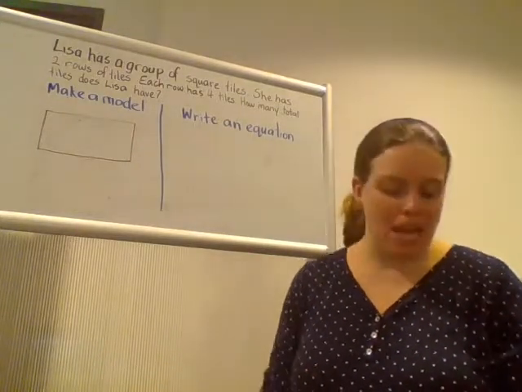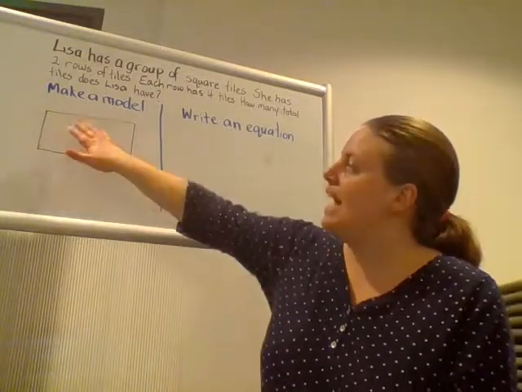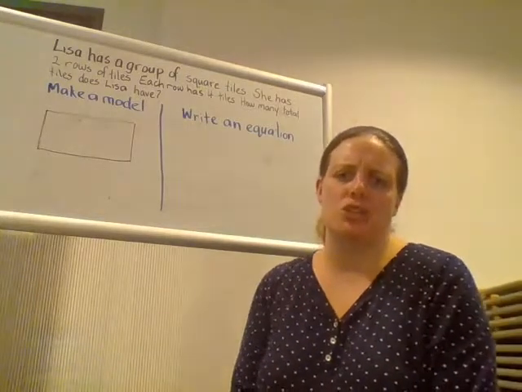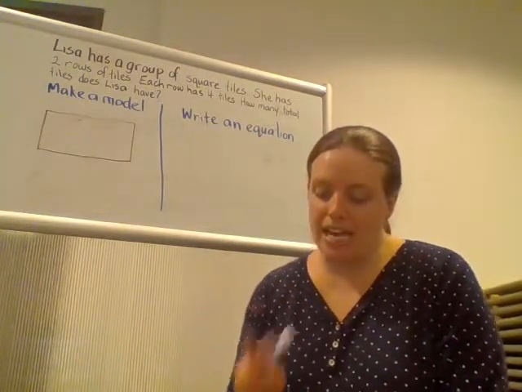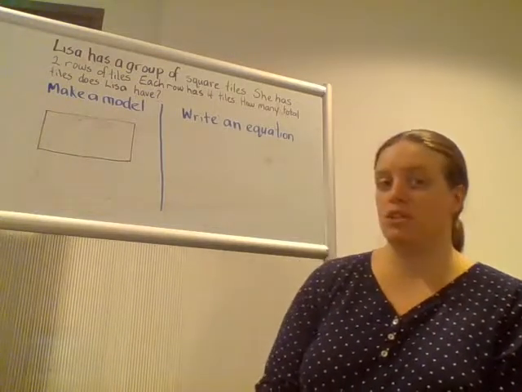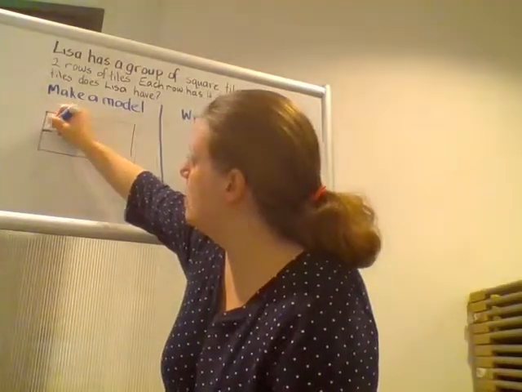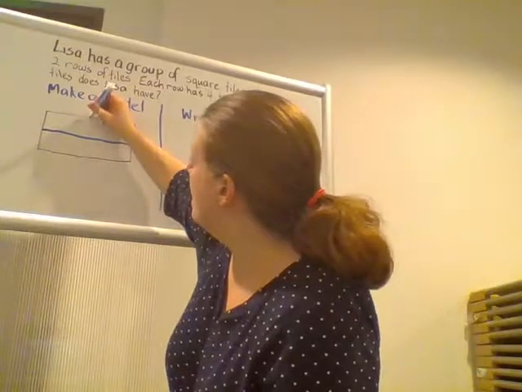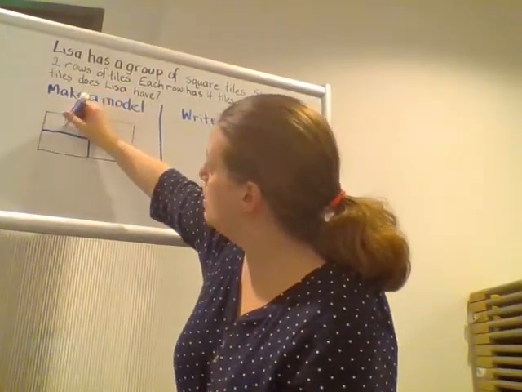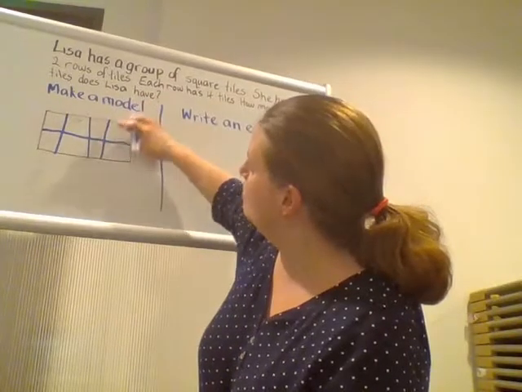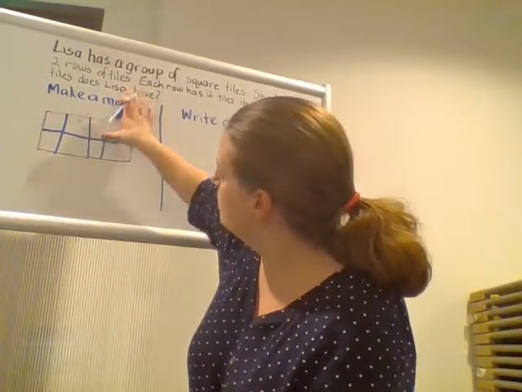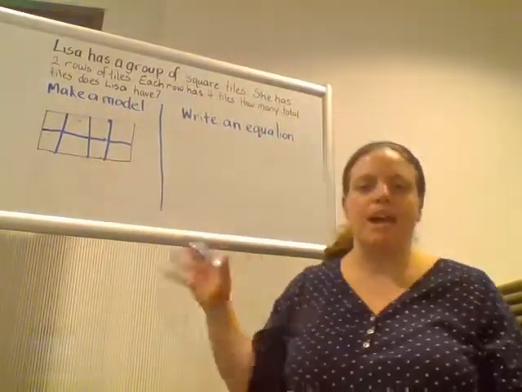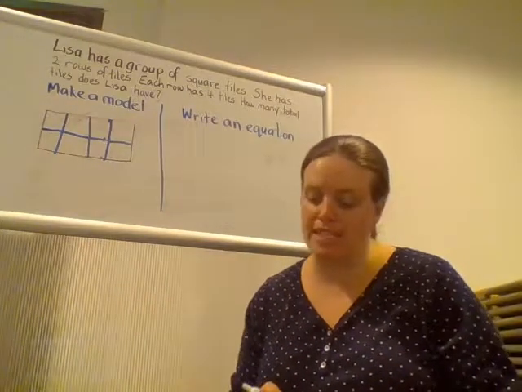So let's use that. So, what I have done is I have drawn a rectangle to represent the tiles. Now the next thing I'm going to do is I'm going to divide my rectangle into 2 equal rows with 4 squares in each. I've divided it into 2 rows with 4 squares in each.